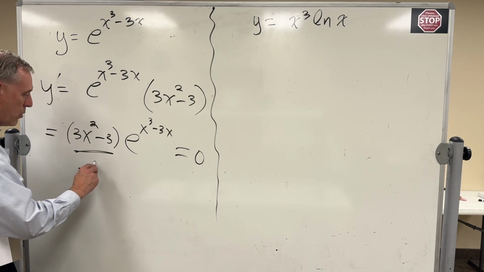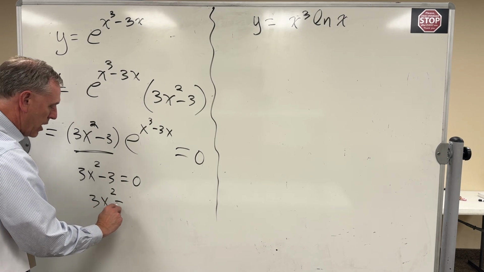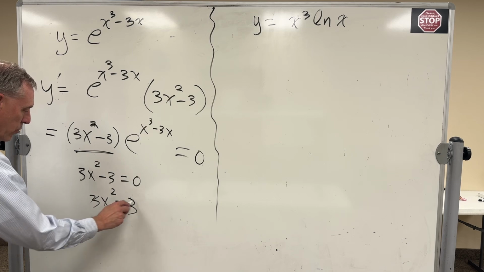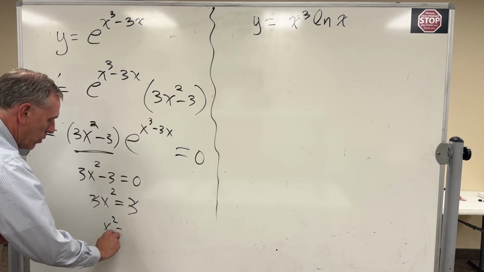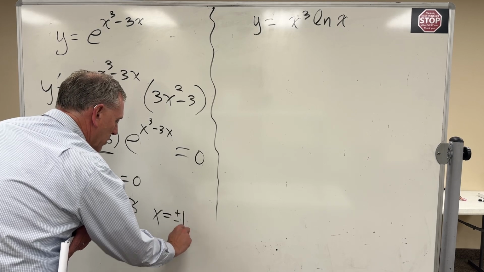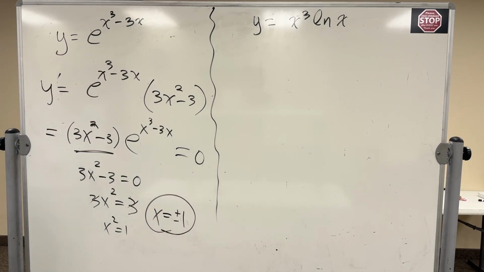So 3x^2 - 3 equals 0, which means 3x^2 equals 3. Add 3 to both sides. Divide by 3. This gives us x^2 equals 1, which means that x equals plus or minus 1.